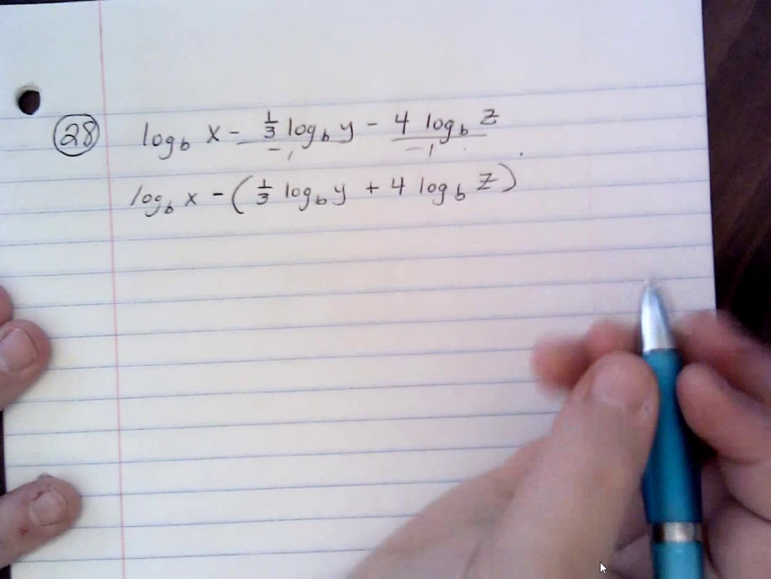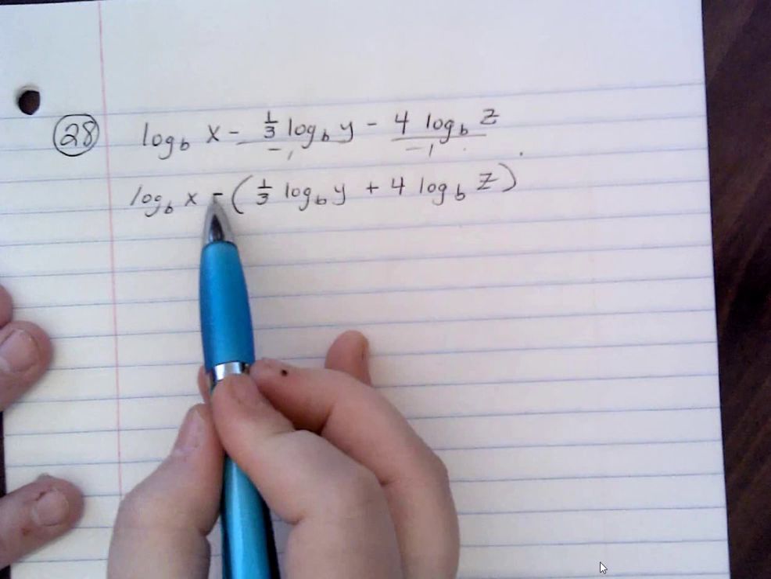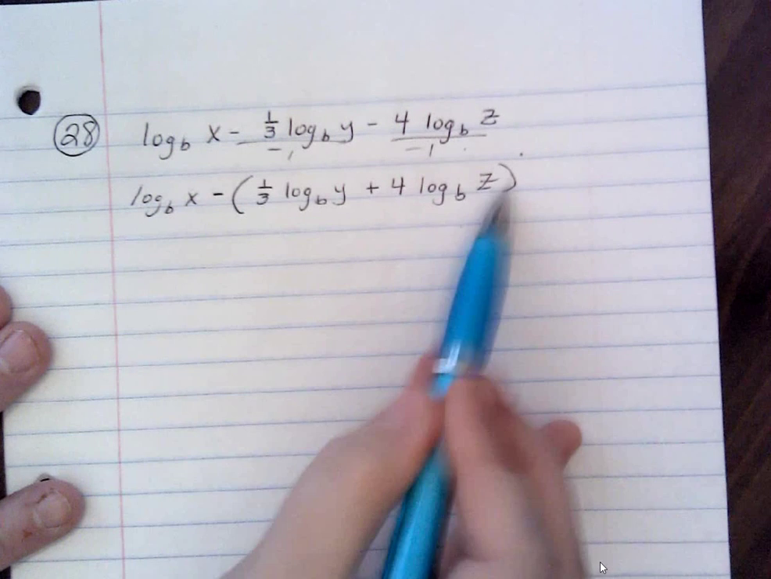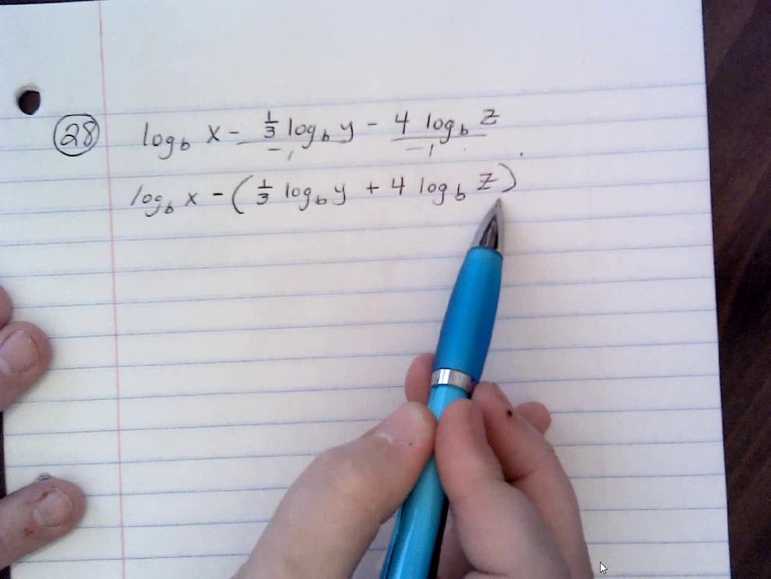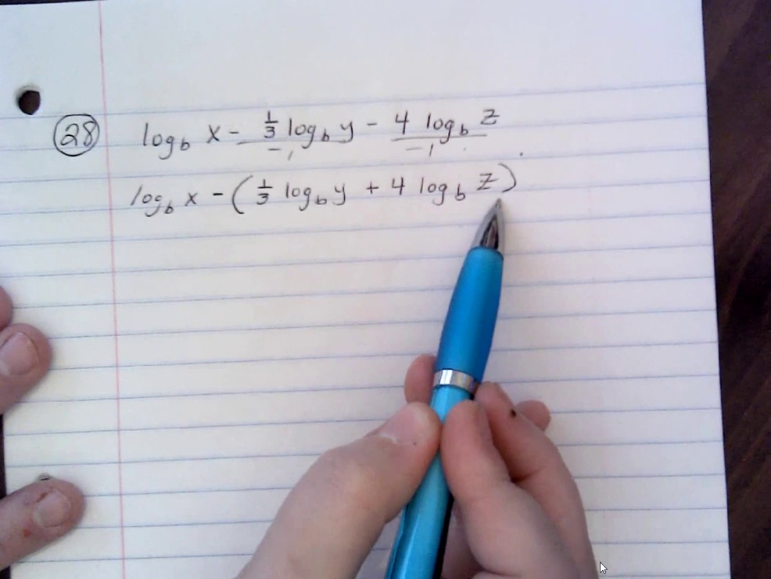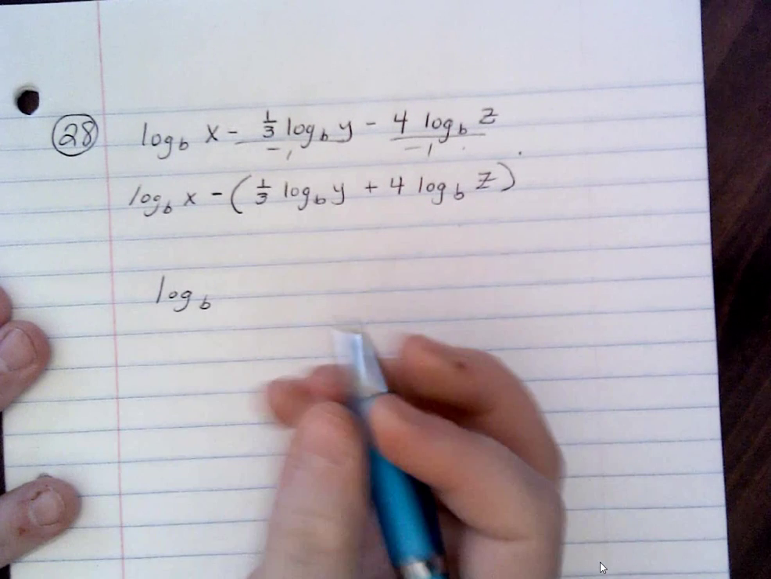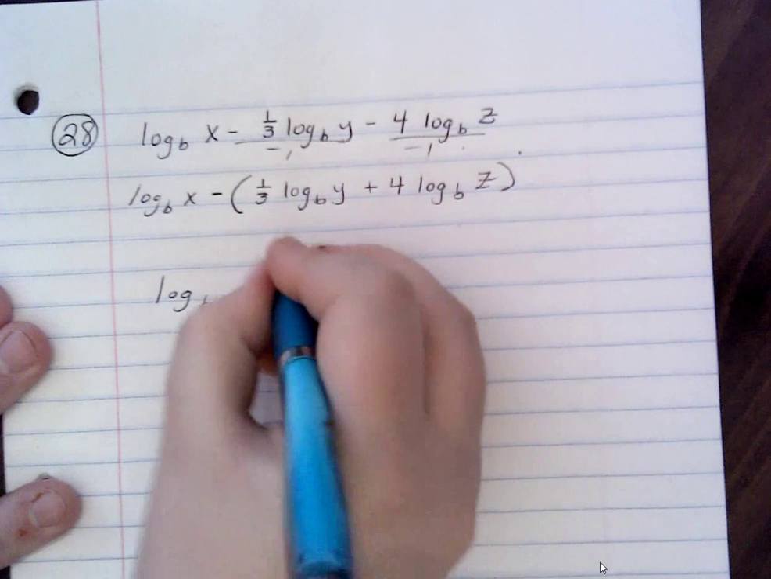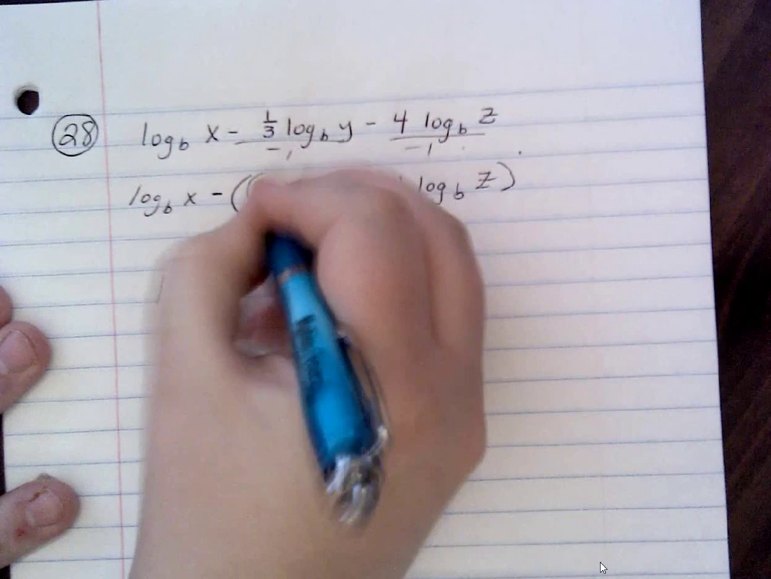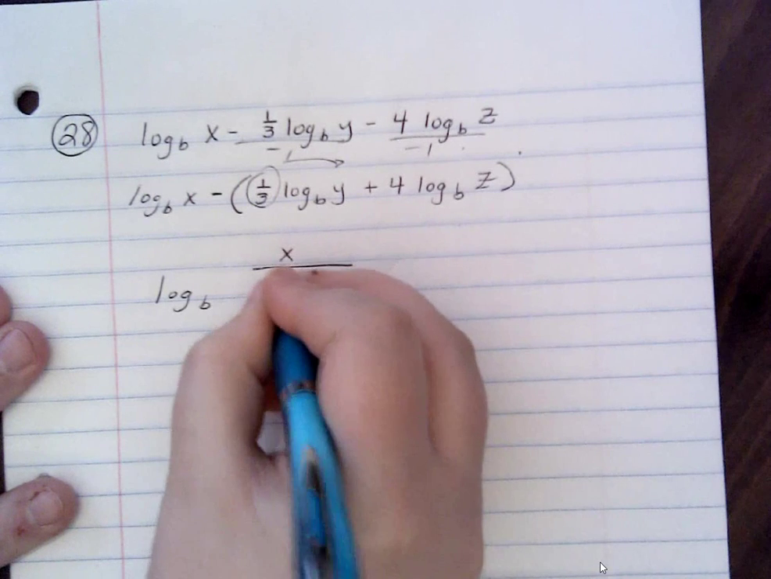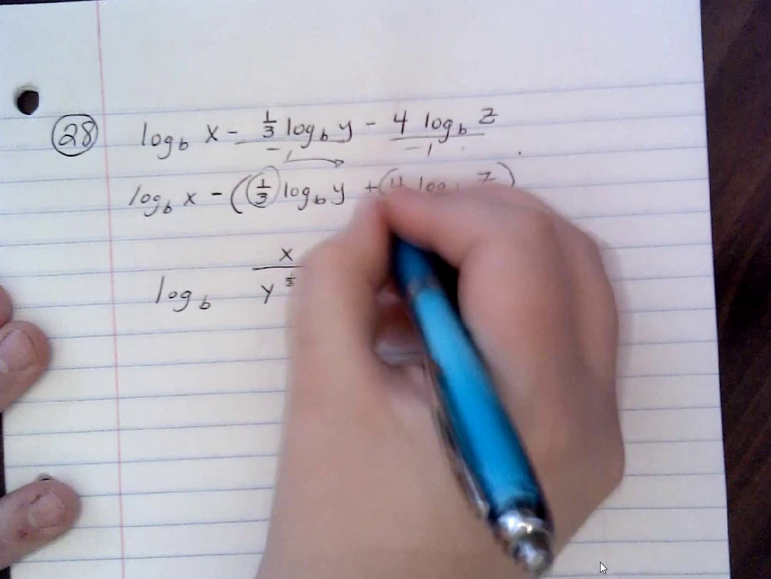So now notice that x is going to be up at the top, and then you're going to be dividing all of this. So all this will be in the denominator. Okay. So we have log and then b. So x is in our numerator. 1 over 3 is going to go for our exponent of y. And then 4 is going to go for our exponent of z.